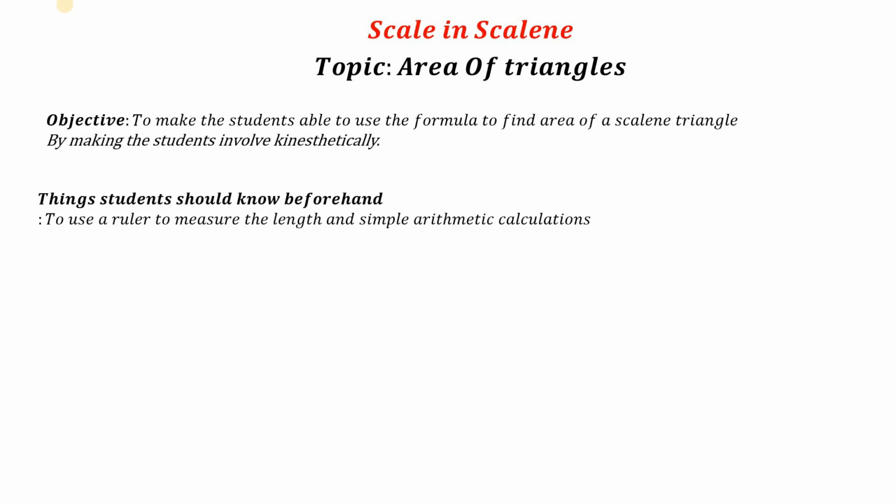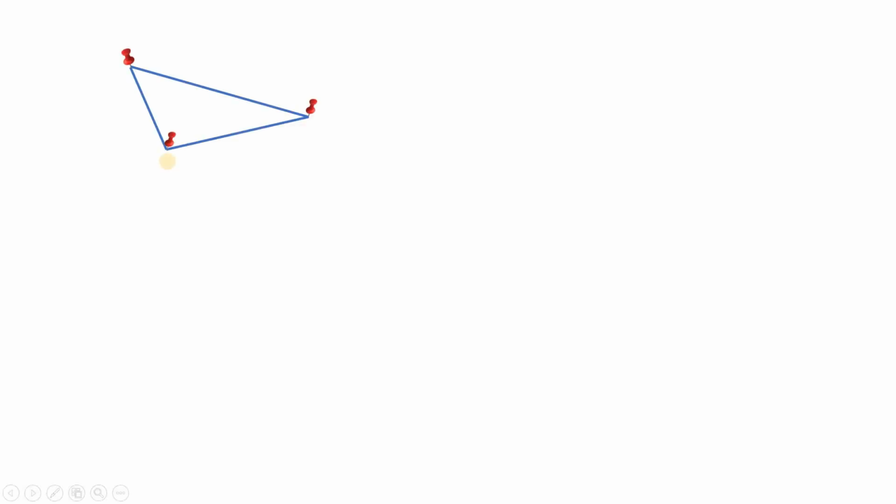Things that students should know beforehand are how to use a ruler to measure length and some simple arithmetic calculations. For this we need materials like cardboard paper, some thumb pins, a rope and a scale to measure distance. At first we draw a triangle on a cardboard paper, then we put the thumb pins at the corners of the triangle.